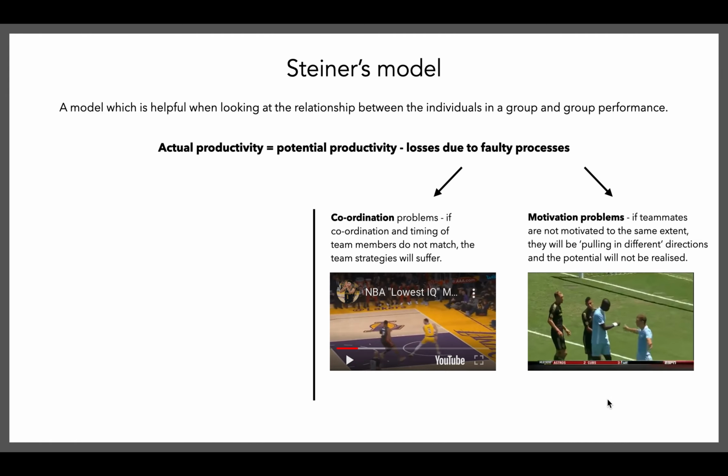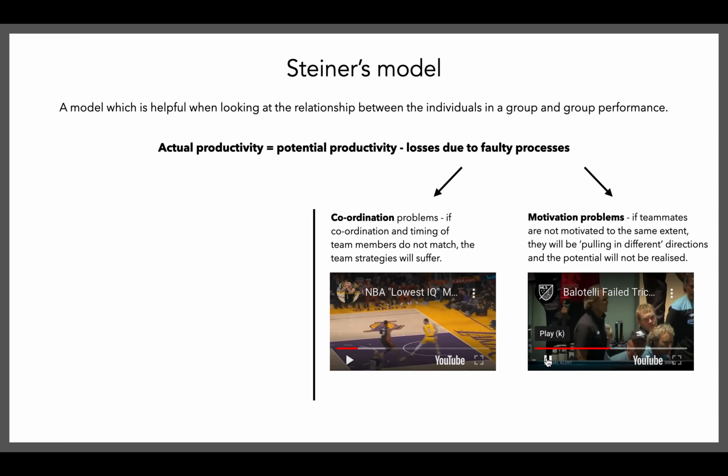And it's causing a problem there, as you can see. So these are motivation problems, having different motivations in the team, and you'll often see it in sport. One player won't be trying and the team suffers. Okay, and these motivation problems were given the name social loafing, which we'll come on to in a moment.